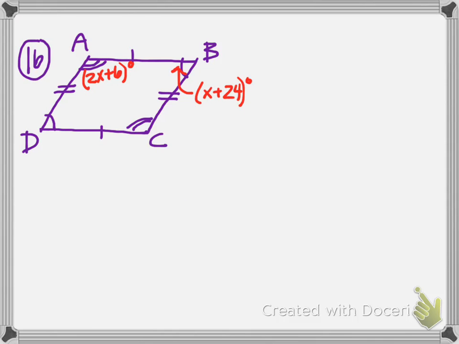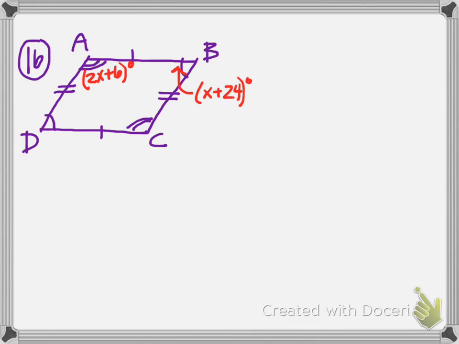Okay, number 16 says we've got a parallelogram. So we know that opposite angles are congruent. So we've got 2 sizes of angles here. When you label these vertices for a parallelogram or any quadrilateral, and you don't have a picture, you need to label them consecutively. So you're going around the shape, either clockwise or counterclockwise.